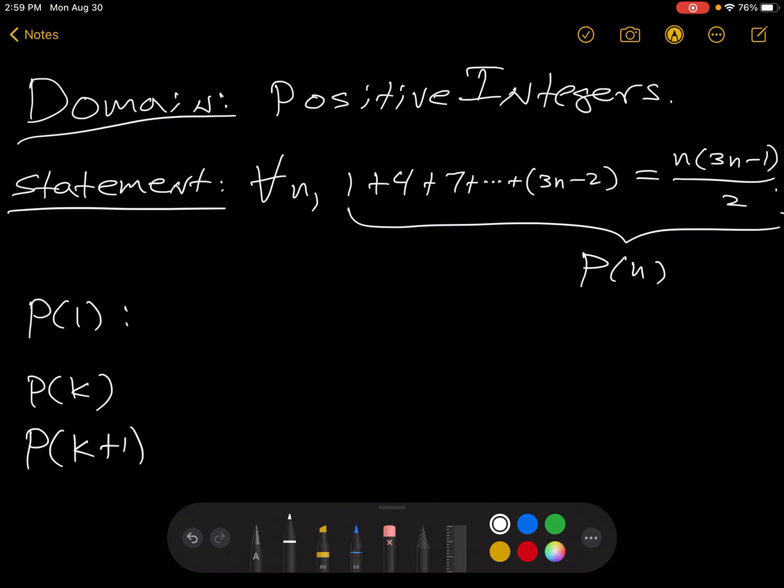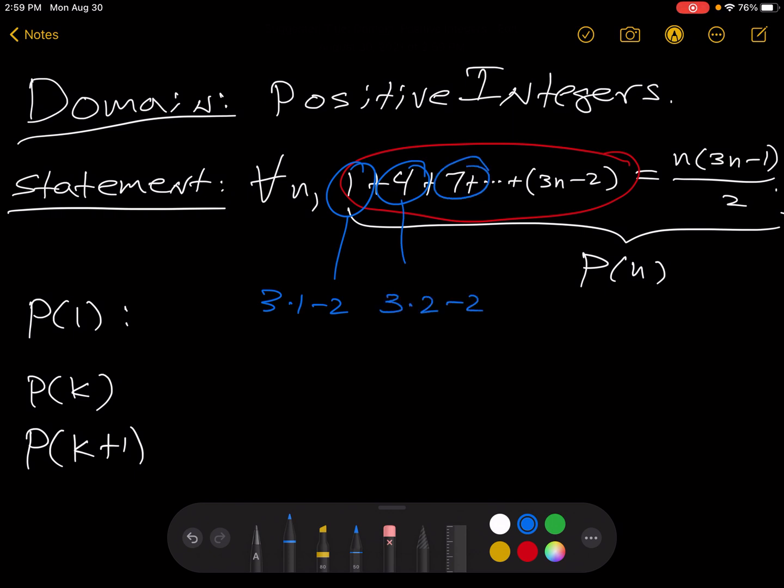All right, so the problem with this part for a lot of students is that this is actually poor notation. What they mean is continuing in this way. So, in other words, 1 is what you get when you plug 1 into 3n minus 2. So 3 times 1 minus 2, that's 1. 4 is what you get when you plug 2 in there, 3 times 2 minus 2. 7 is what you get when you plug in 3 in there. Let's see, 9 minus 2, that's 7. And you just keep doing that.